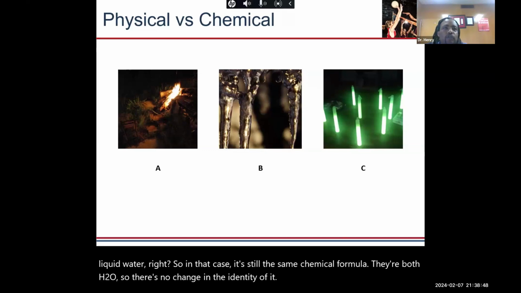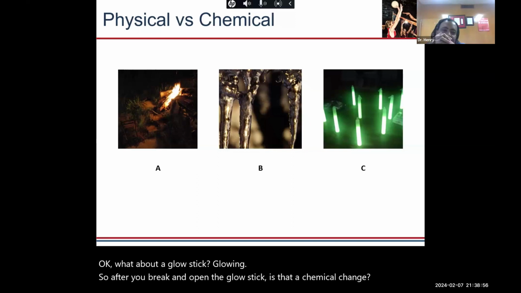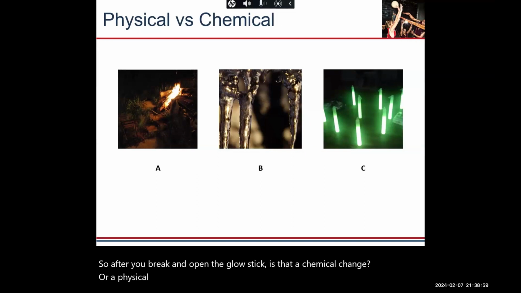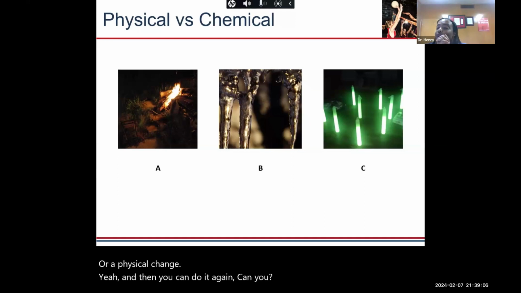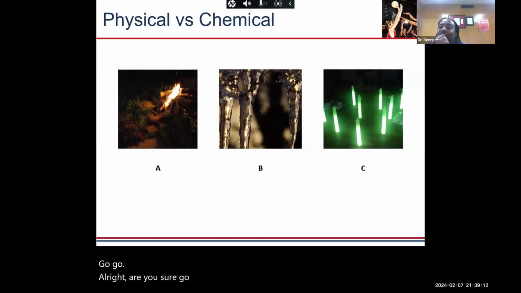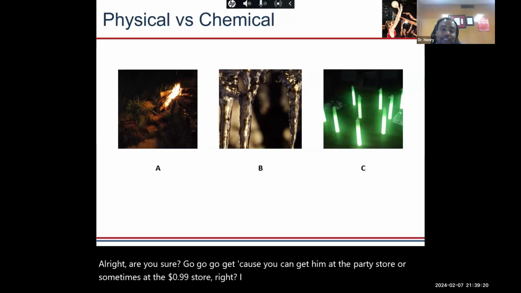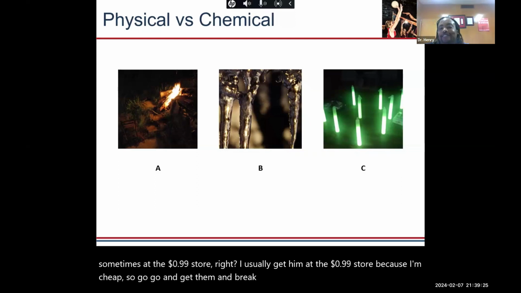Okay. What about a glow stick glowing? So after you break it open, the glow stick, is that a chemical change or a physical change? Physical change? Because once it stops, doesn't it go back? And then you can do it again? Can you? Yeah, like the bracelets that you get at the club, you can do that. Are you sure? You can get them at the party store, or I think sometimes at the 99-cent store, right? I usually get them at the 99-cent store because I'm cheap. So go and get them and break them and then see what happens.